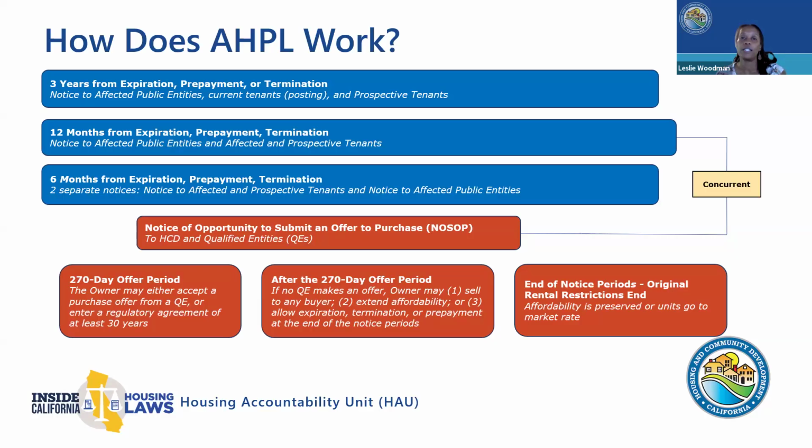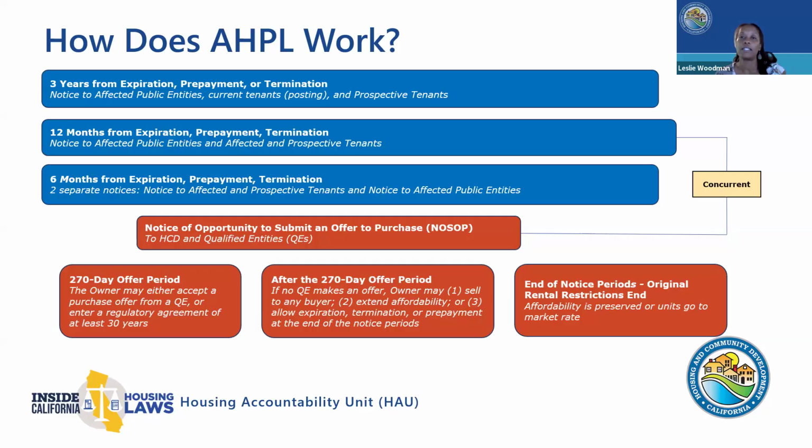The 3-year notice is sent to affected public entities, current tenants by posting the notice in an accessible location on the property, and to prospective tenants. The 12-month notice is issued 12 months prior to the expiration of rental restrictions, prepayment of a mortgage, or scheduled termination of a subsidy contract. The 12-month notice is sent to affected public entities and affected and prospective tenants.